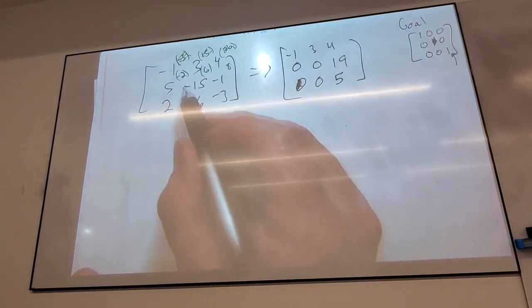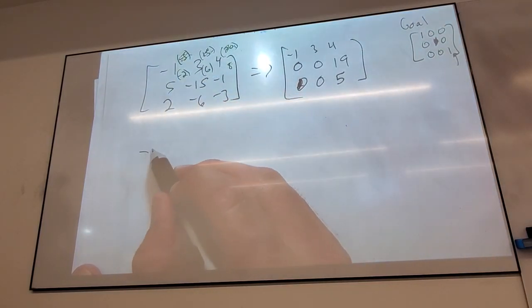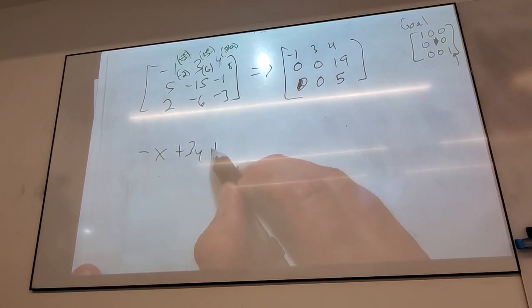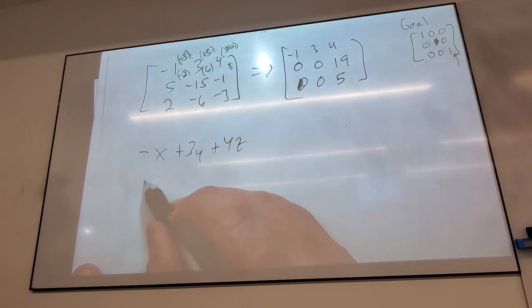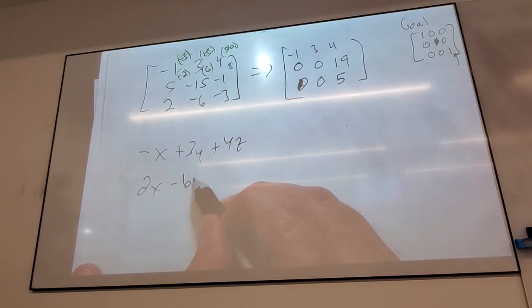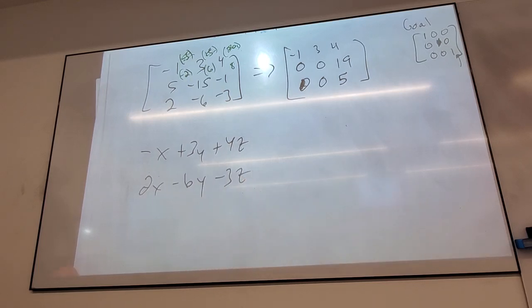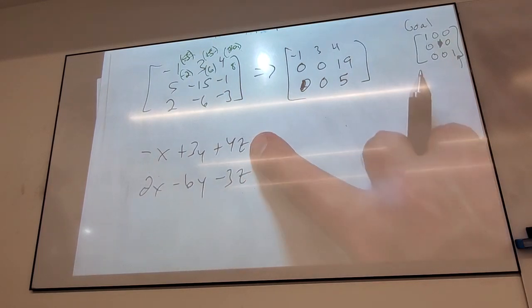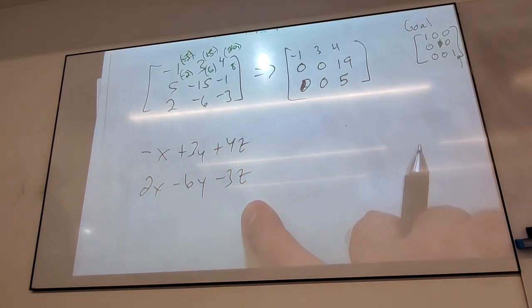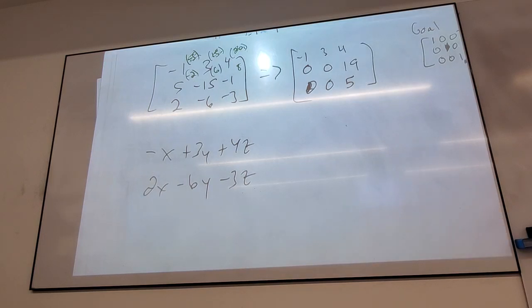So remember, this first row could represent -x plus 3y plus 4z. And the last row could represent 2x minus 6y minus 3z, yes? So if I double this and add, these are like terms. And that is why they were put where they were put. They must be like terms, yes. Okay.